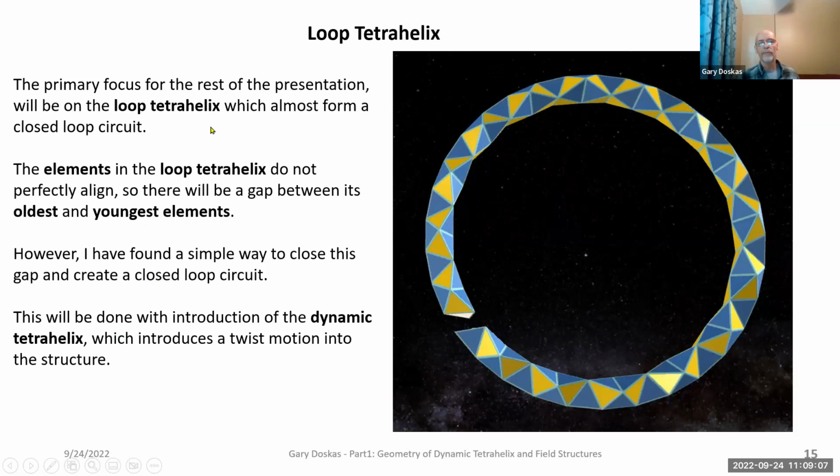In fact, the primary focus for the rest of the presentation is going to be on loop tetrahelix. They almost form a closed loop circuit. But the elements in a loop tetrahelix are not perfectly aligned, so there will be this gap between the oldest and youngest element. But I found a simple way to close this gap, which can create a closed loop circuit. And this will be done with the introduction of a dynamic tetrahelix that introduces a twist motion into the structure.